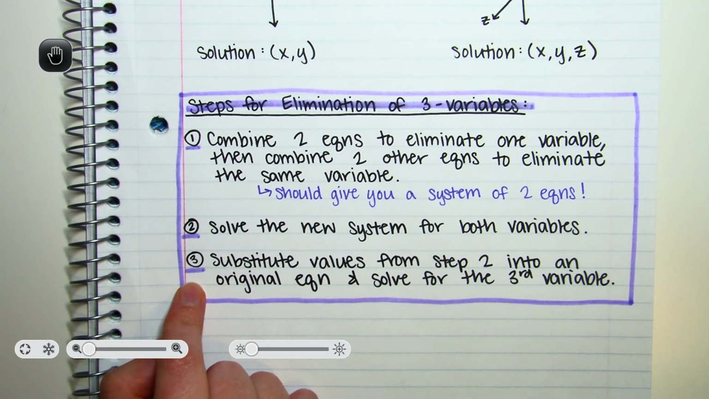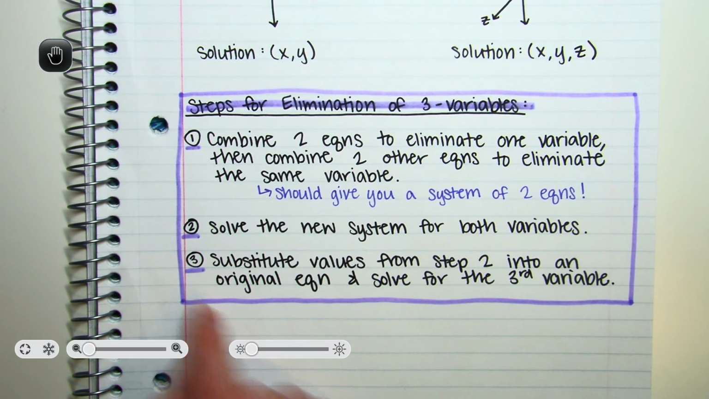And then the final step is the same as before. Once you have that answer, you're going to plug those values back in to solve for your missing variable. So let's go ahead and look at an example.